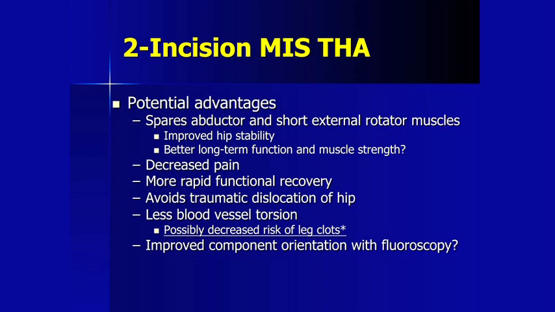The potential advantages are that it spares the abductor muscles, which is the most important, as well as the short external rotator muscles, which are the ones that are taken down in the posterior approach. It may be associated with improved hip stability, maybe better long-term function and strength. Clearly, at least in some of the studies, and some of them may be patient-generated based on patients with higher expectations, there seemed to be decreased pain with these patients and more rapid functional recovery. It avoids traumatic dislocation of the hip during the exposure, and there's less blood vessel torsion. And you may put the parts in better because you're using fluoroscopy while you're doing it, and perhaps decrease the risk of leg clots.